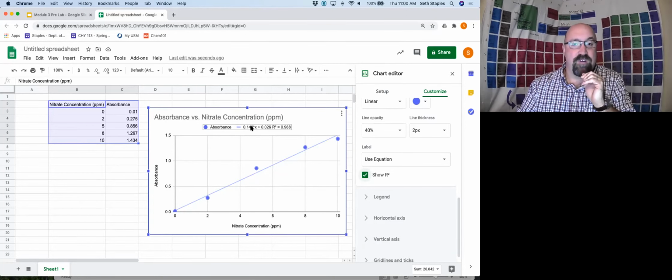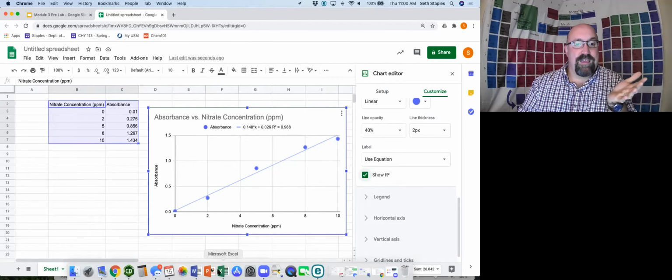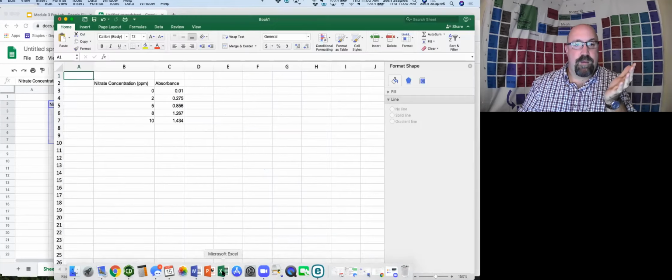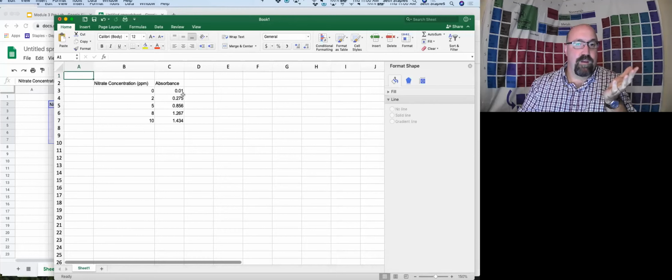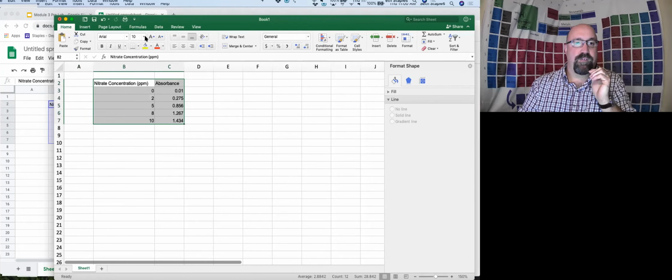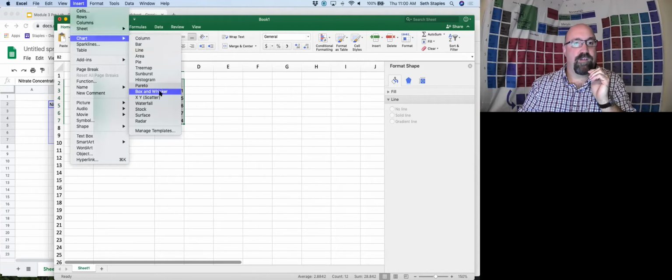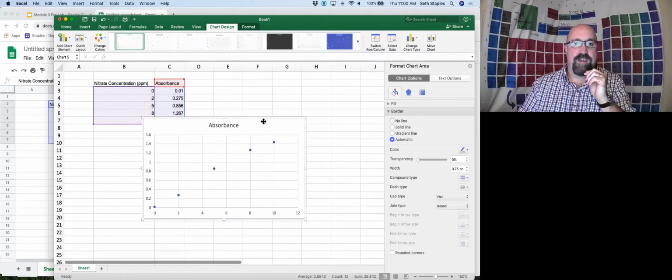And we have the equation of that line here. Let's just take a look at what this would look like in Excel. Again, same exact idea. So here I have my nitrate concentration, my absorbance values. I'm just going to select my data range, insert charts. With Excel, I'm actually going to choose the XY scatter. So there's my scatter plot.